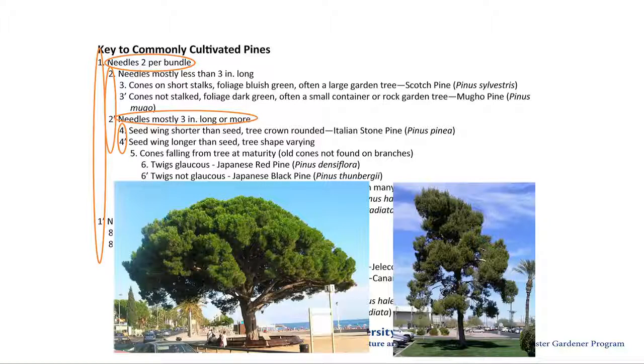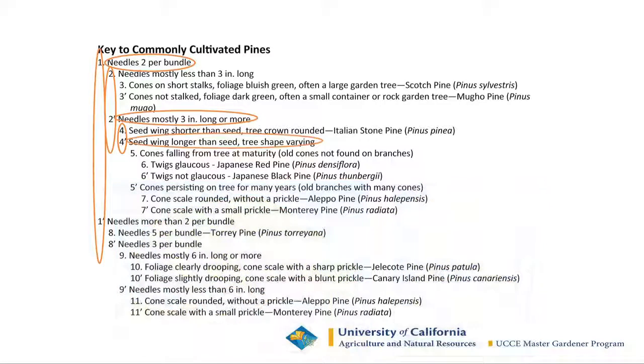So this is an Italian stone pine with its rounded crown. This is a tree we're trying to ID. So I don't think so, but okay, let's look at the next one to see if that makes more sense. That'd be seed wing longer than seed, tree shape varying. Maybe.